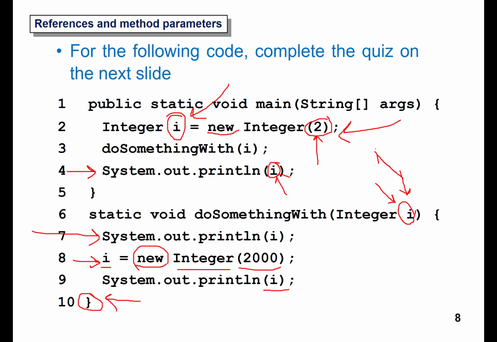And the same thing happens when this method goes out of scope, or it ends with this curly bracket. The parameters disappear, and all the objects assigned to those parameters are automatically deleted by Java's automatic garbage collection system.